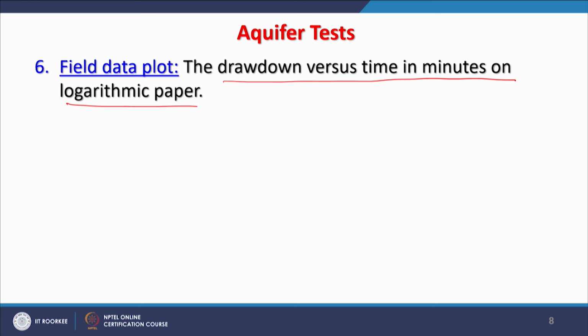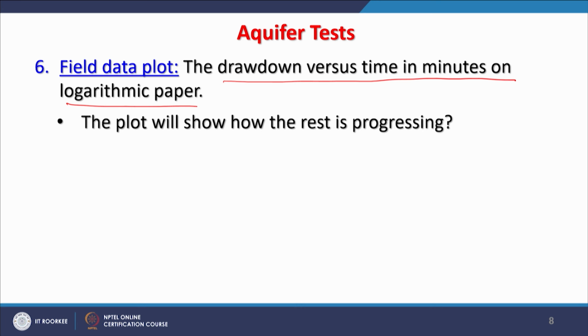So, we keep plotting the field data on the semi-logarithmic scale during the pumping test or aquifer test, as we have discussed while discussing the Jacob methods or Theis methods and graphs. These plots, sometimes people use the word curves, we keep plotting. Basically this is a semi-logarithmic paper, and drawdown versus time you keep plotting on it.